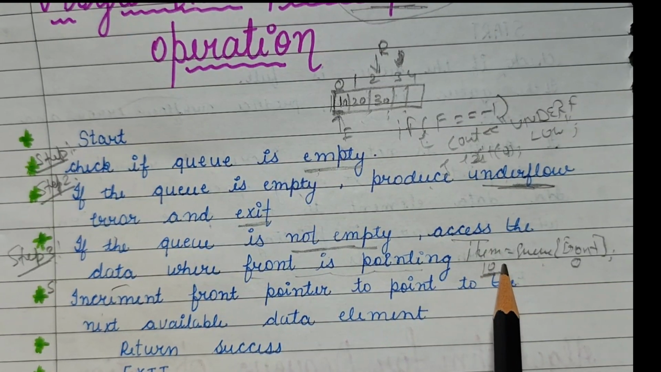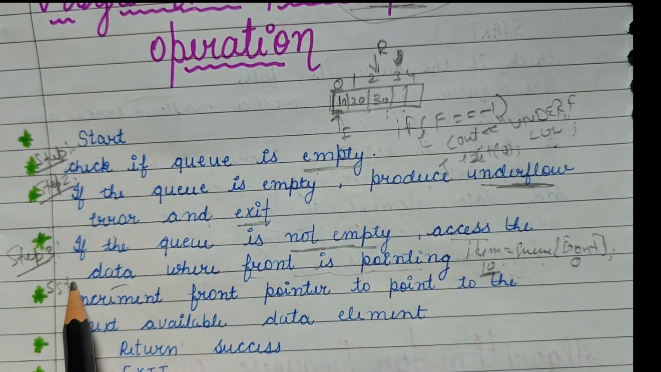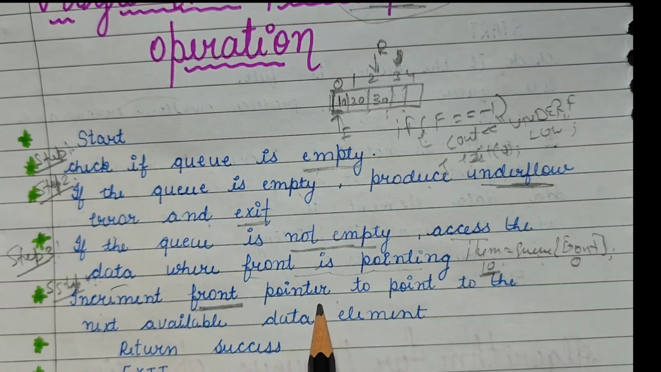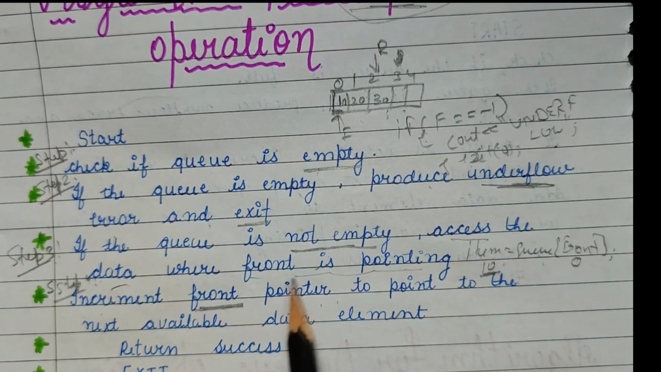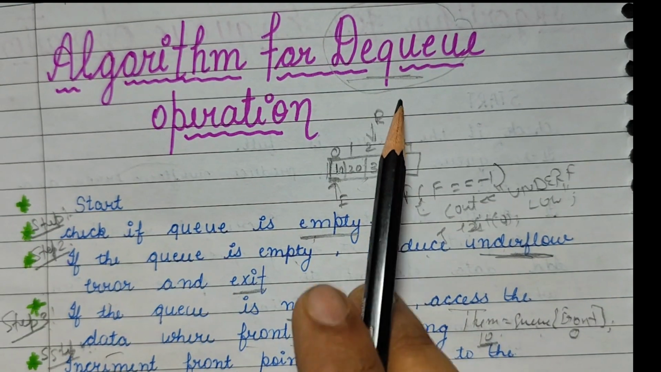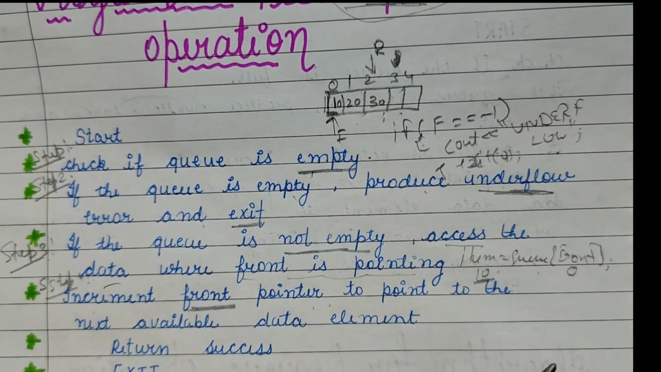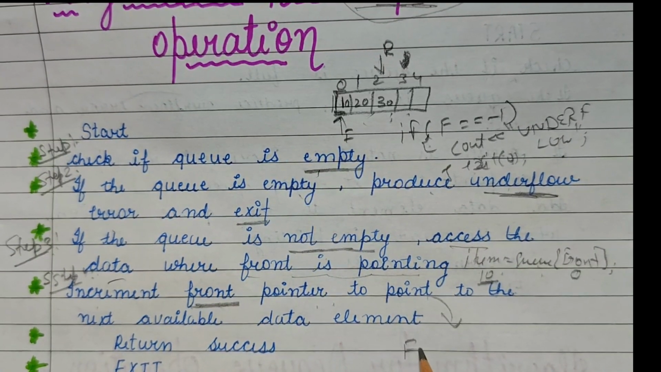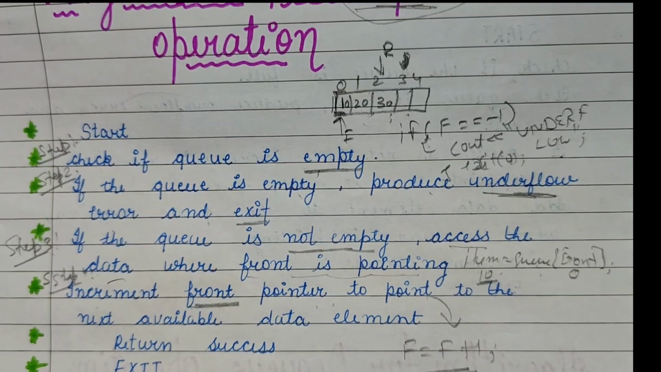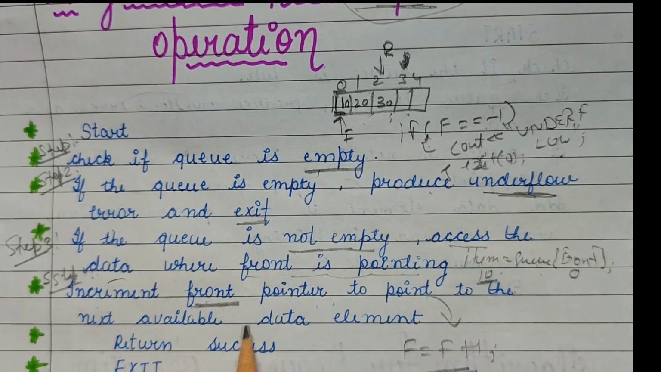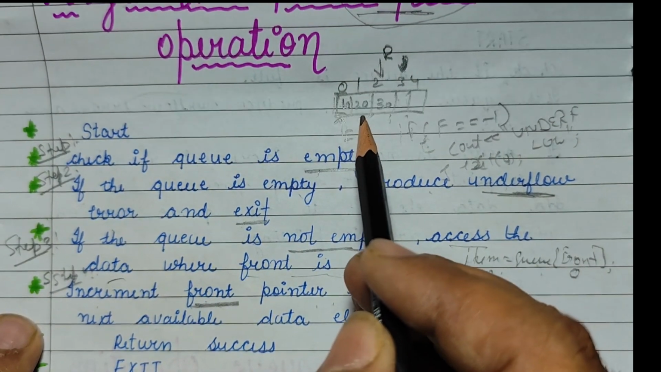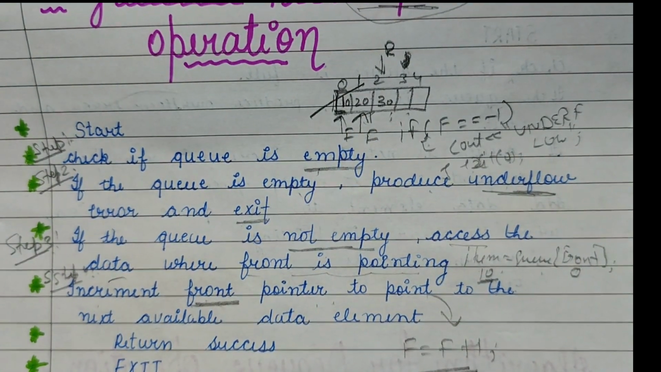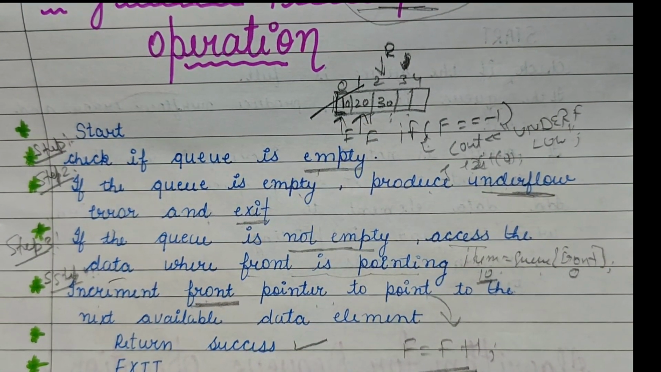First we fetch the value, and in step 4 what do I do? Increment the front pointer, because we are performing the Dequeue operation. Increment front by using the formula front is equal to front plus 1, to point to the next available space. It means after deleting this 10, now front points to the second element, that is 20, and then return success and exit.